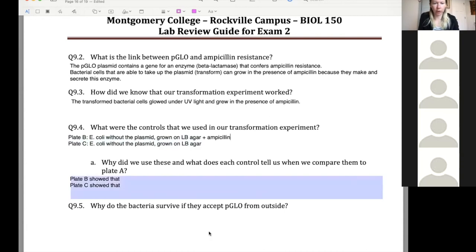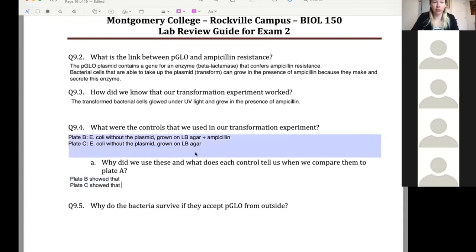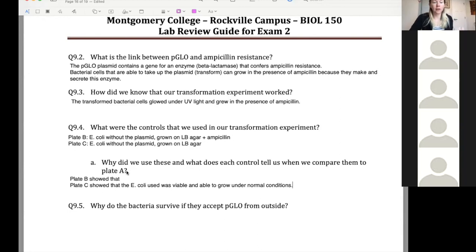Okay, well, maybe I forget which one is which, but okay. So plate B, if it's just the regular E. coli grown on LB agar, it shows us that our E. coli is viable, it's normal, it can grow under normal conditions. Viable and able to grow. So one of these controls showed us that the E. coli we're using are behaving the way they're expected to behave. They're growing when you give them the right stuff. When we have the agar and ampicillin, the ampicillin should kill the E. coli, right? Yes. So that shows us that our ampicillin is working. So one of these plates showed that the E. coli is working the way it's supposed to, and the other control showed us that the ampicillin is working the way it's supposed to.